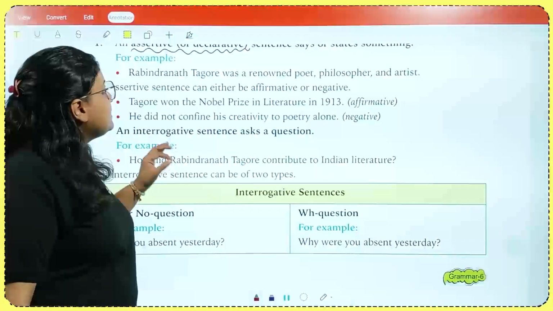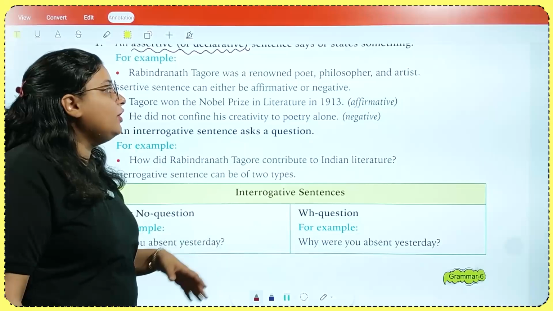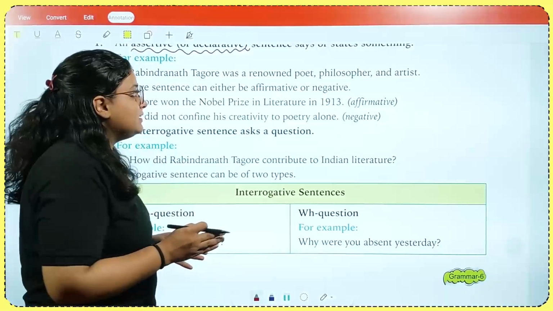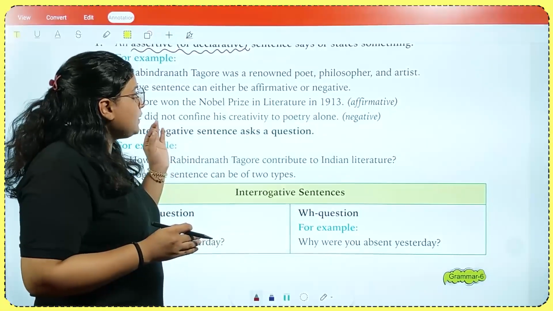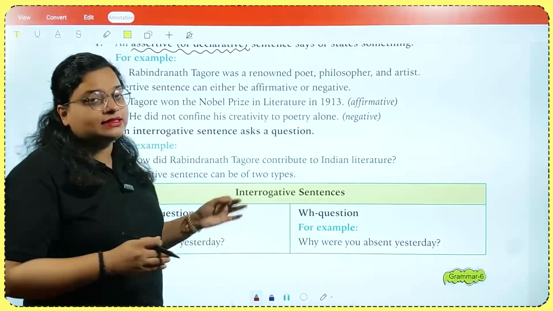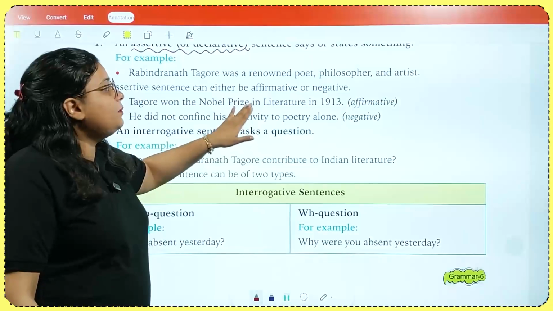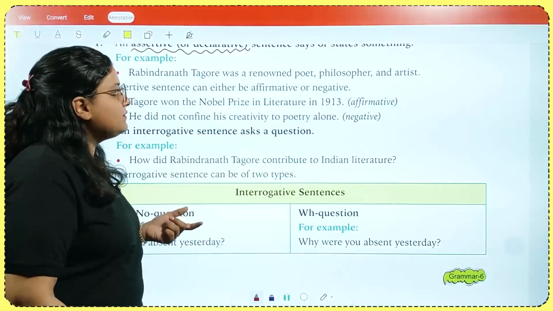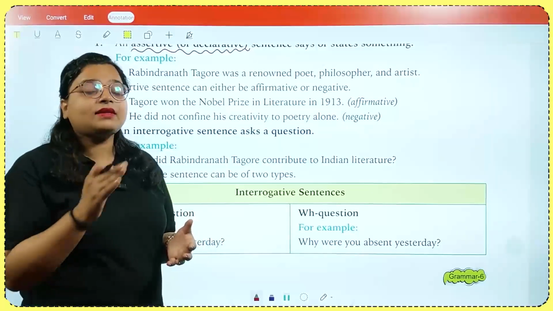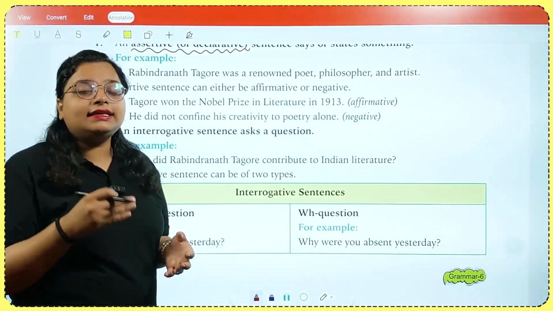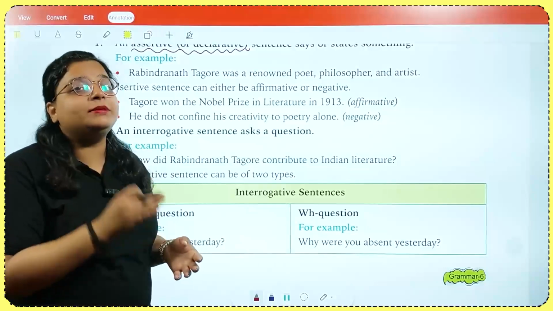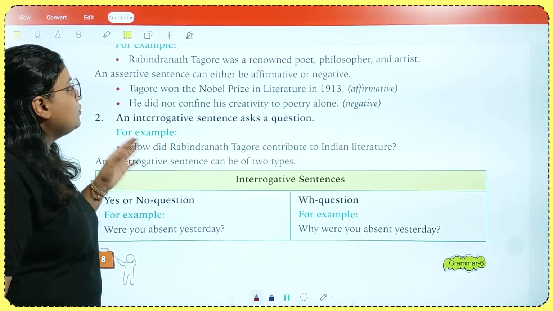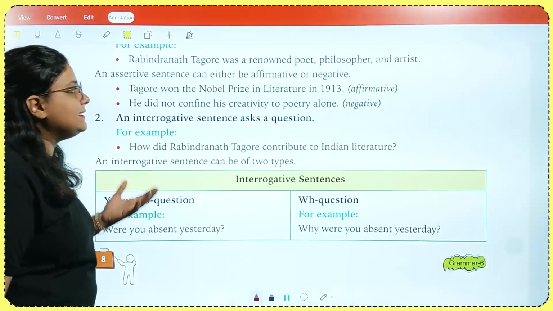An assertive sentence can either be affirmative or negative. तो whenever you talk about an affirmative sentence, आप सॉरी असर्टिव सेंटेंस वो अफर्मेटिव हो सकता है, यानी वो पॉजिटिव कुछ बोल सकता है, या फिर नेगेटिव सेंटेंस हो सकता है। नेगेटिव सेंटेंस से हमें ये दिखता है that the verb or anything in the sentence is not being done. Okay, like Tagore won the Nobel Prize in Literature in 1913.